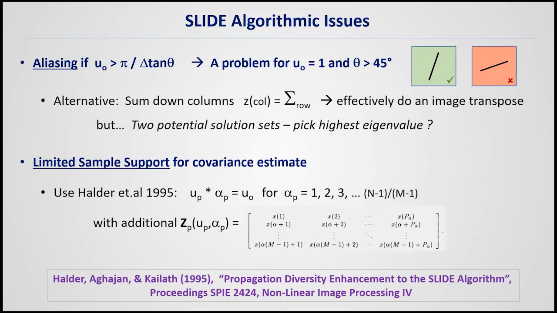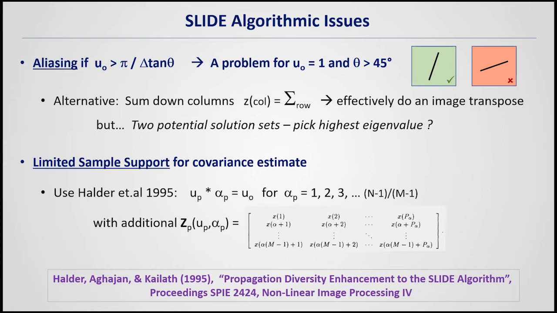However, if you have angles coming in more shallow, then you run into an aliasing problem. You can do an image transpose or just sum down rows instead of across columns, and you can eliminate the aliasing issue. However, if you do that, you have 2 potential solution sets. So you have to pick the largest eigenvalue to say which one is the more likely estimate for the meteor track.